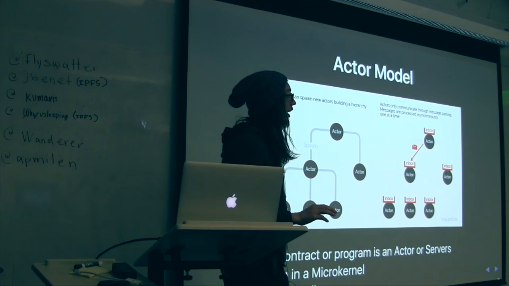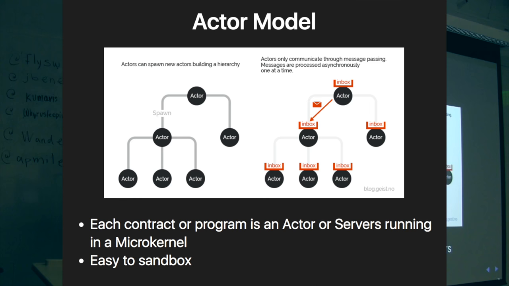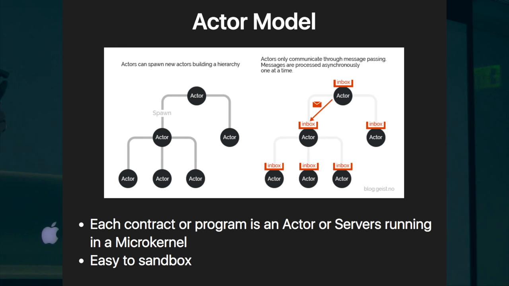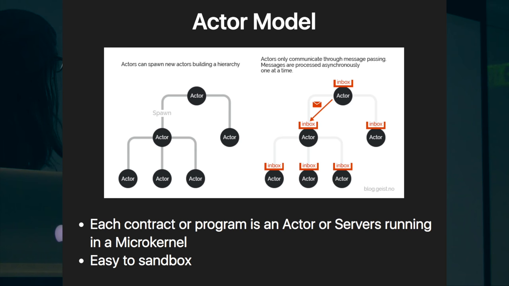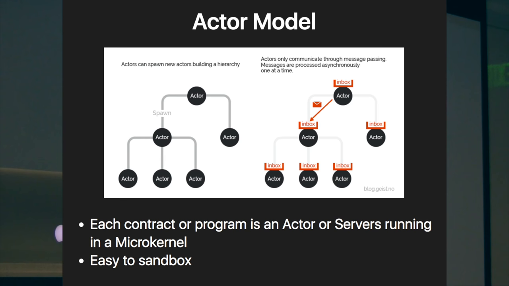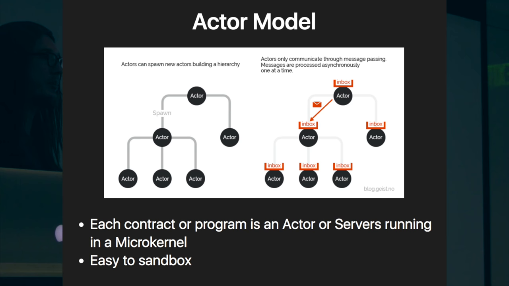Okay, so jumping a little bit again, and we're going to come back. It will make sense. Actor model. Actor models are really cool. Actors are these little programs that run, and they get messages in their mailbox, and when they get the messages, they respond and process the message, and they can spin up other actors, and they can send messages to other actors via channels. So I think that each contract or program is an actor or server running in a microkernel framework. The reason the actor model is really nice in this environment is because each actor is a natural spot to build the sandbox around.